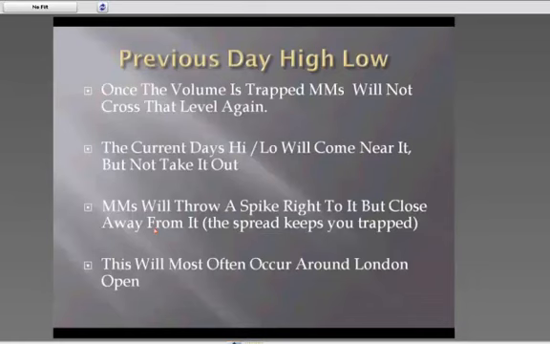I'm back. All right. Once the volume is trapped, market makers will not cross that level again. The current day's high-low will come near it, but not take it out. Market makers will throw a spike right to it, but close away from it. The spread keeps you trapped. This will most often occur around London Open.